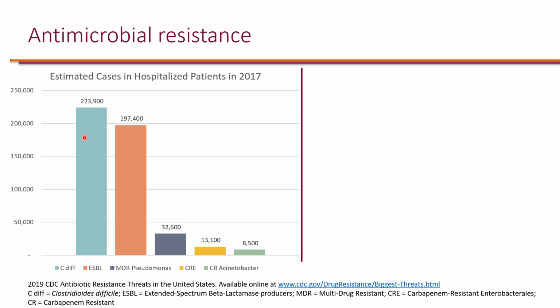Now, to demonstrate how prevalent C. diff is, you can see the rate of C. diff on the left-hand side compared to the rate of ESBL infections, which is much more common than multi-drug resistant Pseudomonas, which is more common than carbapenem resistant Enterobacterales, which is more common than carbapenem resistant Acinetobacter. So you can see that C. diff infection is a serious infection that's very prevalent.